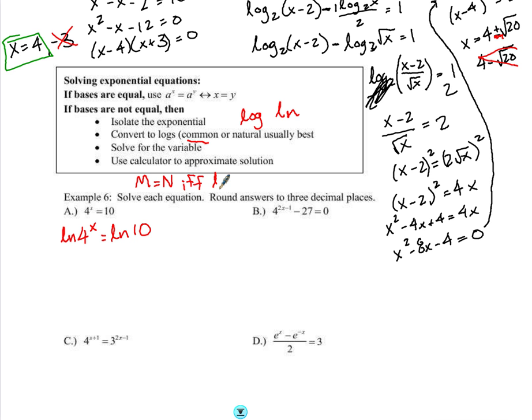So let's go ahead then and bring down our exponent. So that means that x times the natural log of 4 is equal to the natural log of 10. Easy at this point, divide by a number. Natural log of 4 is just a number, so we'll divide that to both sides. And my final answer is going to be the natural log of 10 divided by the natural log of 4. So punching that in your calculator.